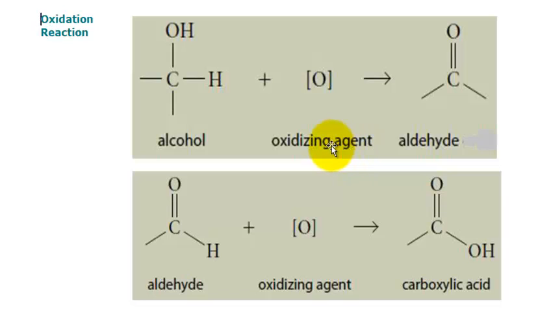Tertiary alcohols are not readily oxidized. Therefore, there is no color change when potassium permanganate is added to a tertiary alcohol.